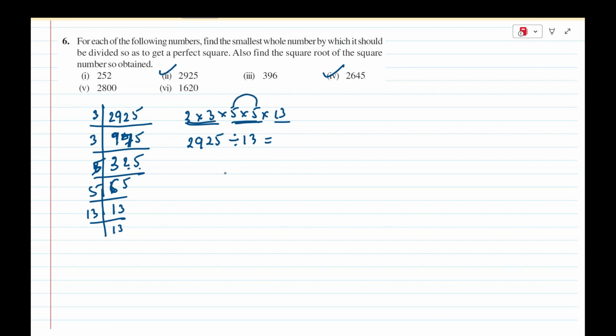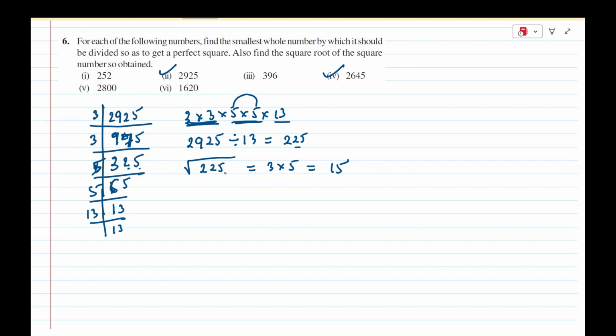So 5 5s are 25, 25 and 9s are. How much is it? 225. Correct? And to find the square root of the newly obtained number, square root of 225 is what? Nothing but one pair from here, one pair from here. So it is 15.